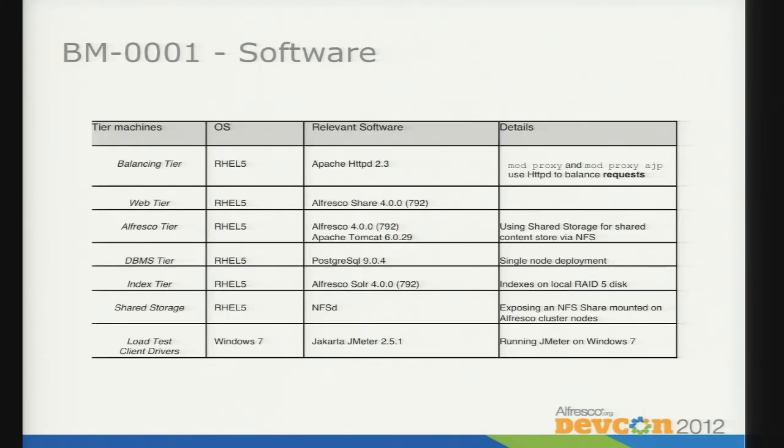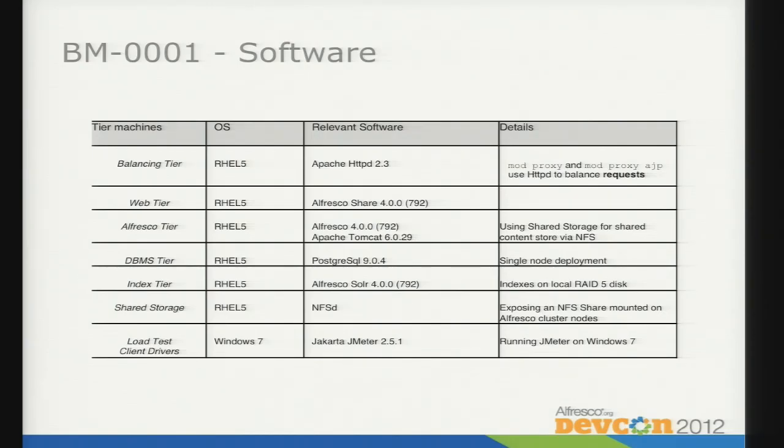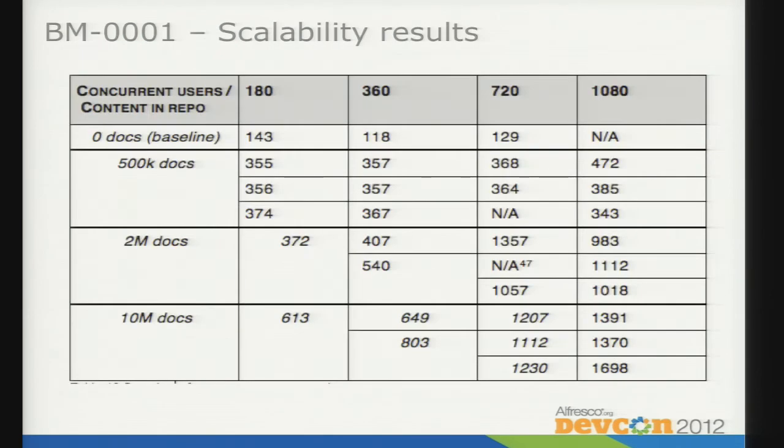In terms of software, again, this is more as a reference. Not going to go into details. BM001 was executed on Postgres, Tomcat, and Alfresco 4.0.0. Yeah, just for you as a reference, so you can see the difference with BM009. And actually, these are the results.